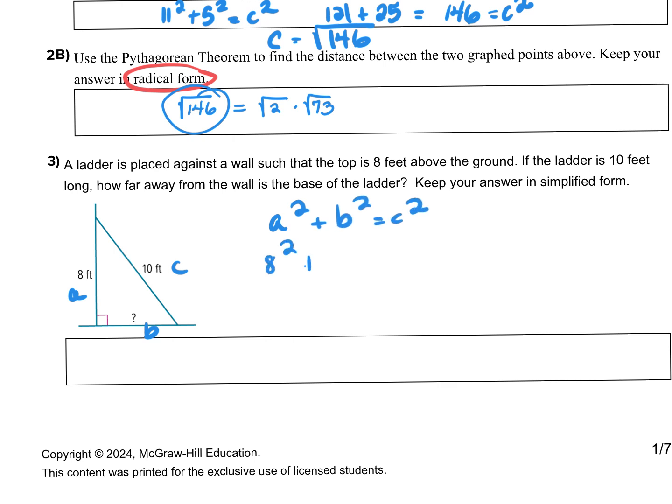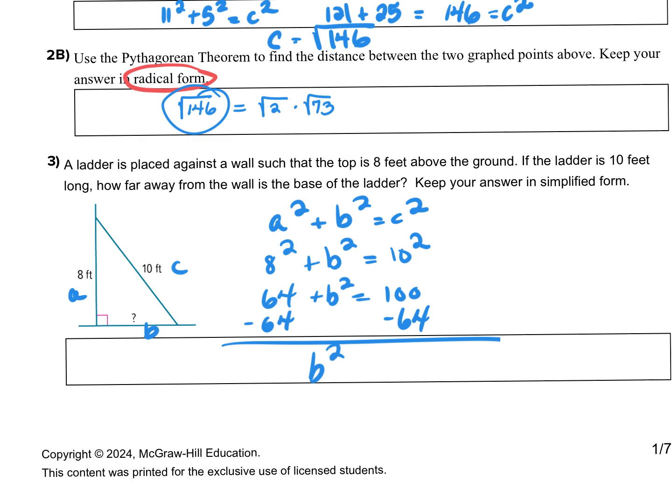So 8 squared plus B squared equals 10 squared. Okay, so this is 64 plus B squared equals 100. Now, I want to find out what B is, so what we have to do is actually subtract 64 from both sides so I can isolate B. And your last step is always to take the square root, and my final answer would be 6.